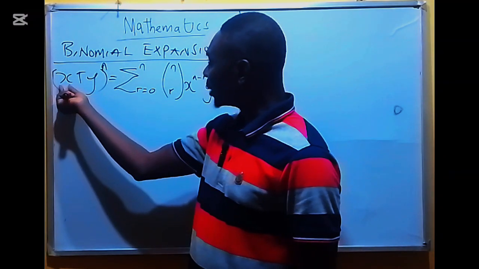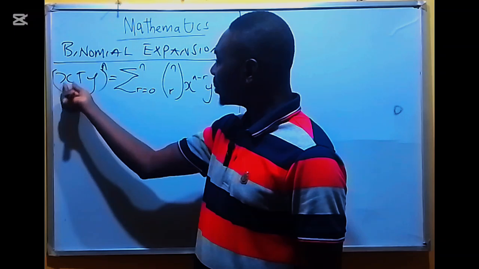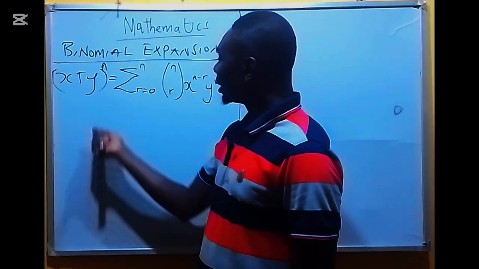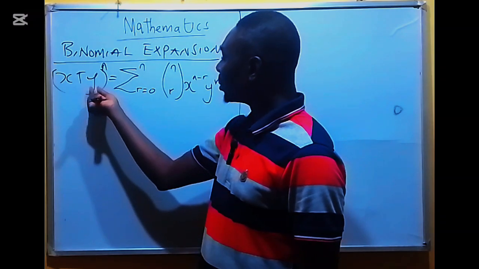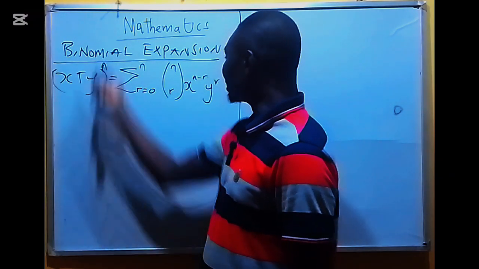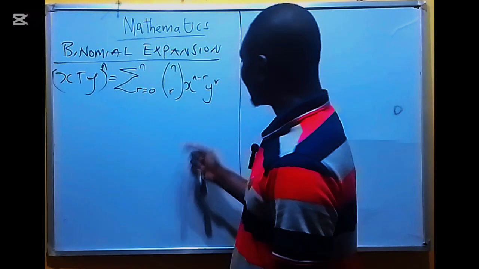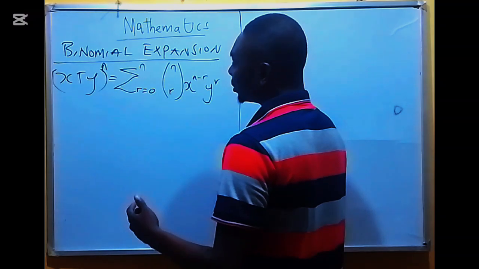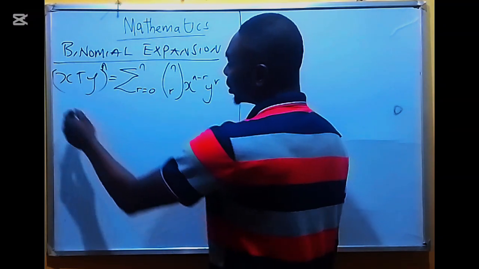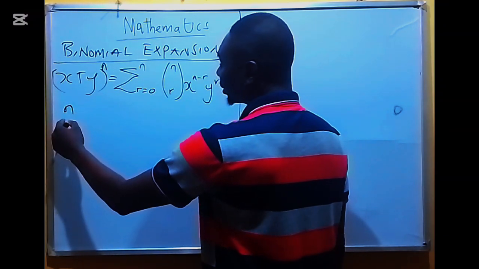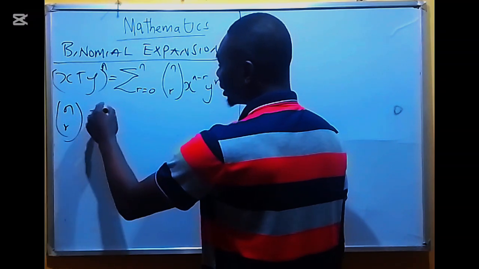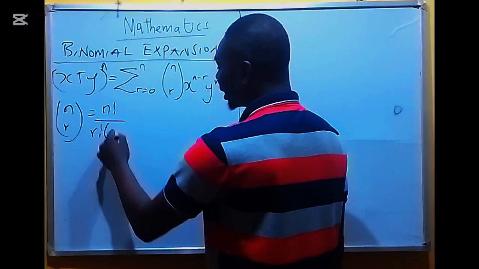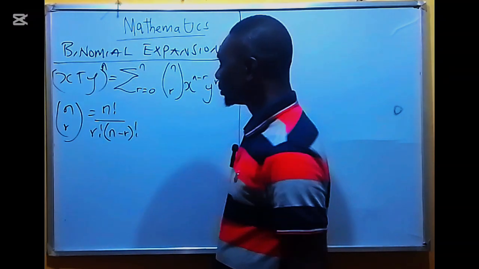The power of the first term of the binomial begins to decrease, and the power of the second term of the binomial begins to increase. Then the formula for the combination, because we are using combination to expand the binomial theorem. The formula for n combination r is n factorial over r factorial times n minus r factorial.